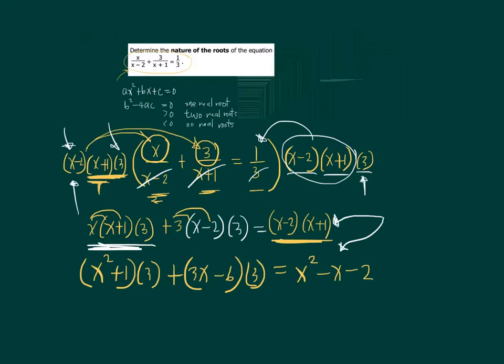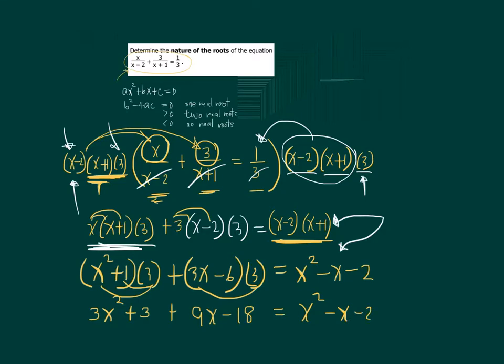Okay, you still have several expressions to simplify, so you can now distribute the 3. So 3x squared plus 3, and then on the second you have 9x minus 18, and then equals x squared minus x minus 2.